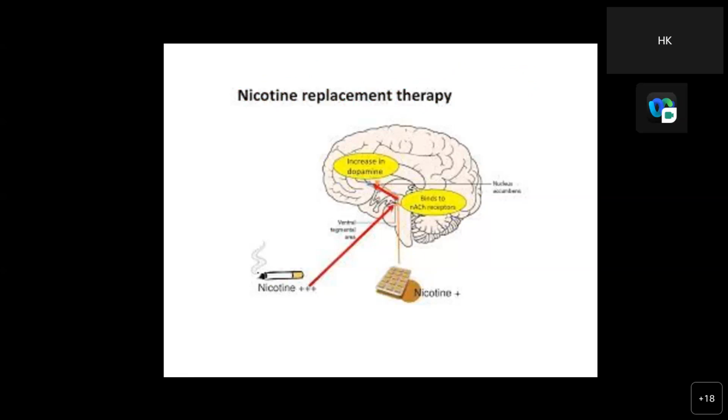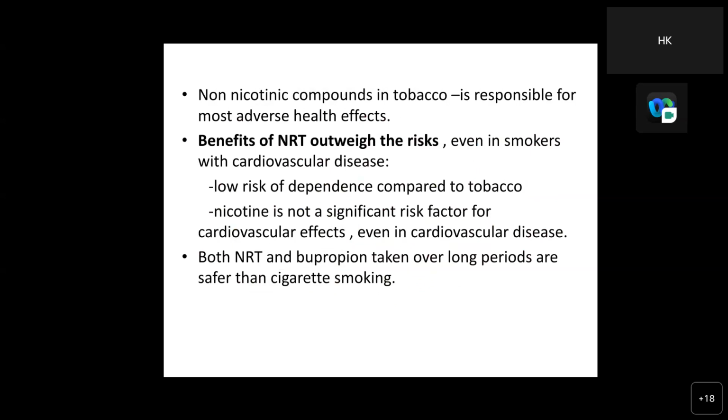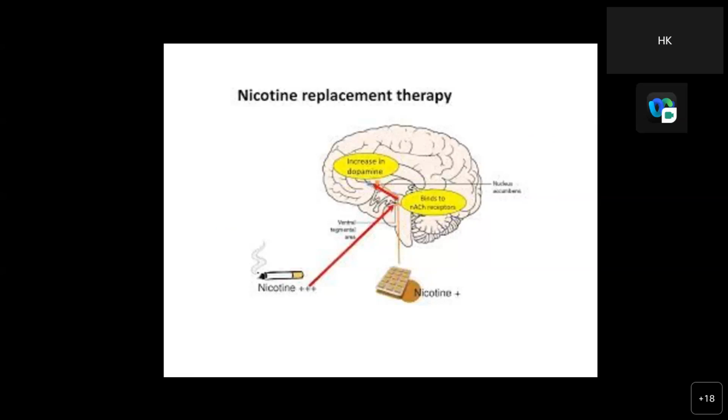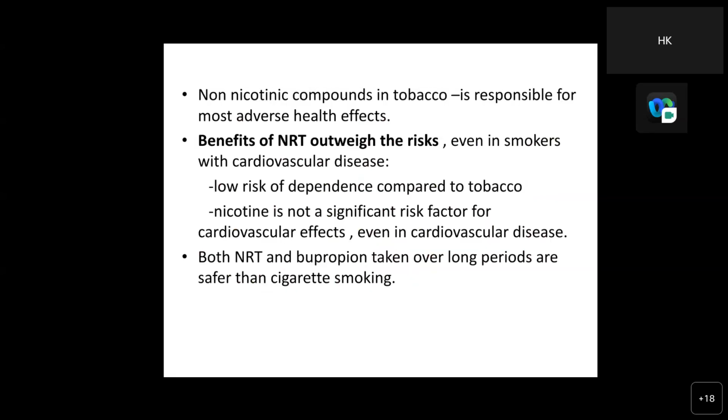In nicotine replacement therapy, the nicotine we provide inhibits the nicotine from the smoke from acting on the nicotinic acetylcholine receptors. That increases the dopamine levels and maintains the mood level as when the person smokes. In the smoke, non-nicotinic compounds are responsible for most adverse health effects. So when nicotine replacement therapy is used, this nicotine is not dangerous, and it is safer. Benefits of NRT outweigh the risks, even in smokers with cardiovascular disease. There is a lower risk of dependence compared to other forms of tobacco usage. Nicotine is not a significant risk factor for cardiovascular events, even in cardiovascular disease.